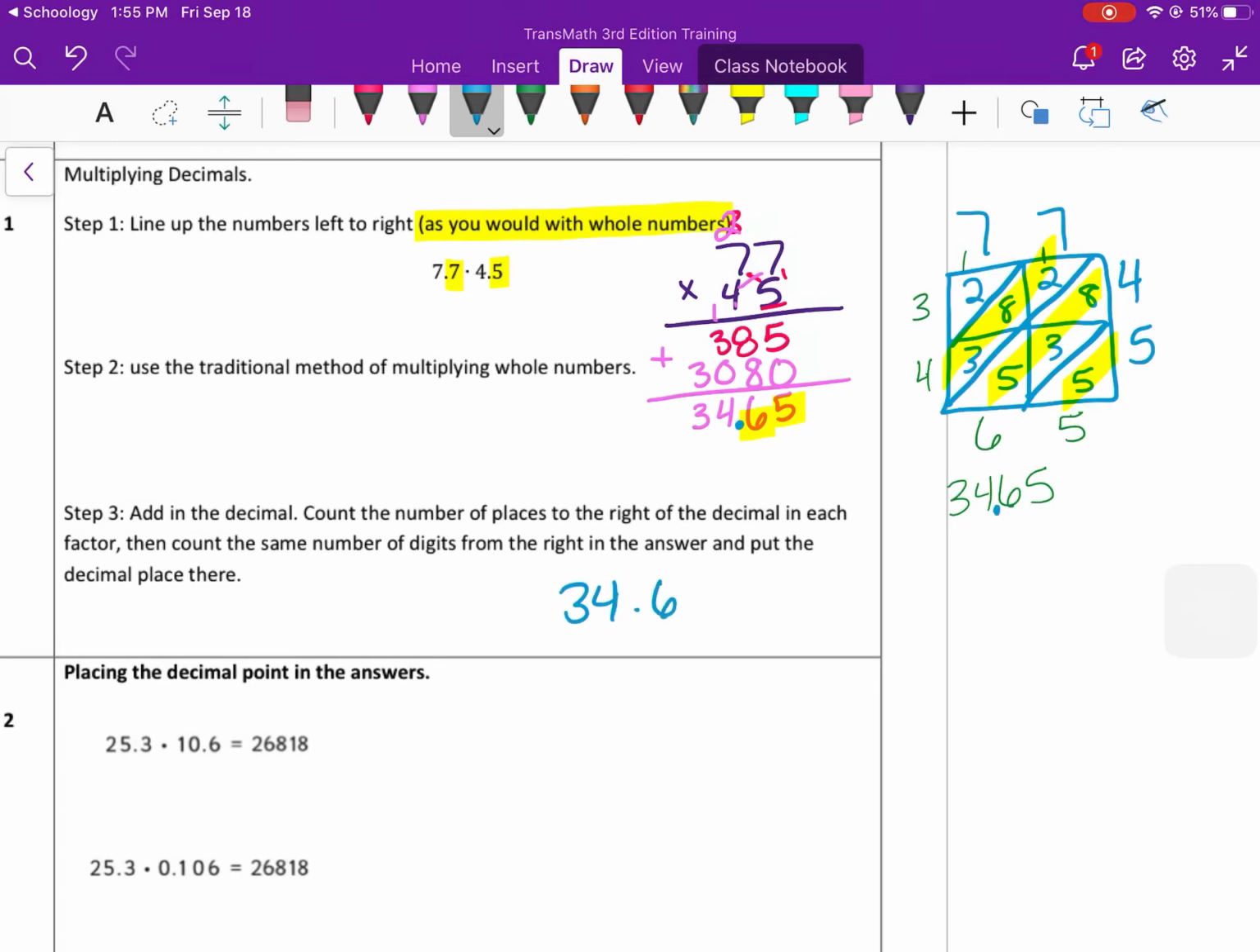So 34.65 would be the final answer, or 34 and 65 hundredths.